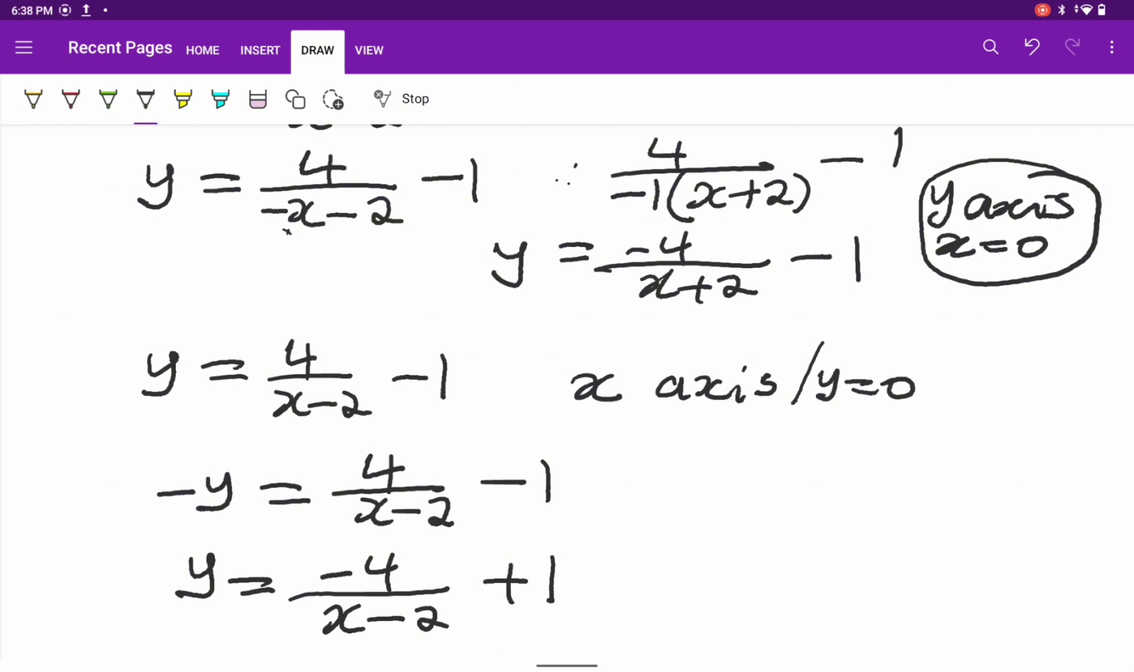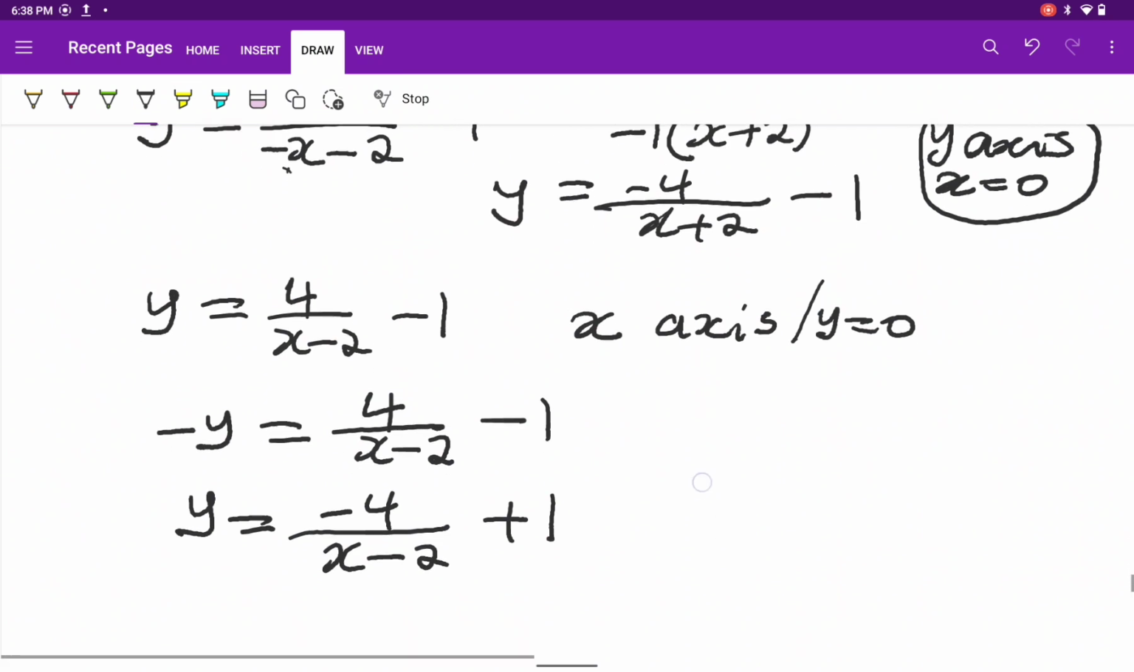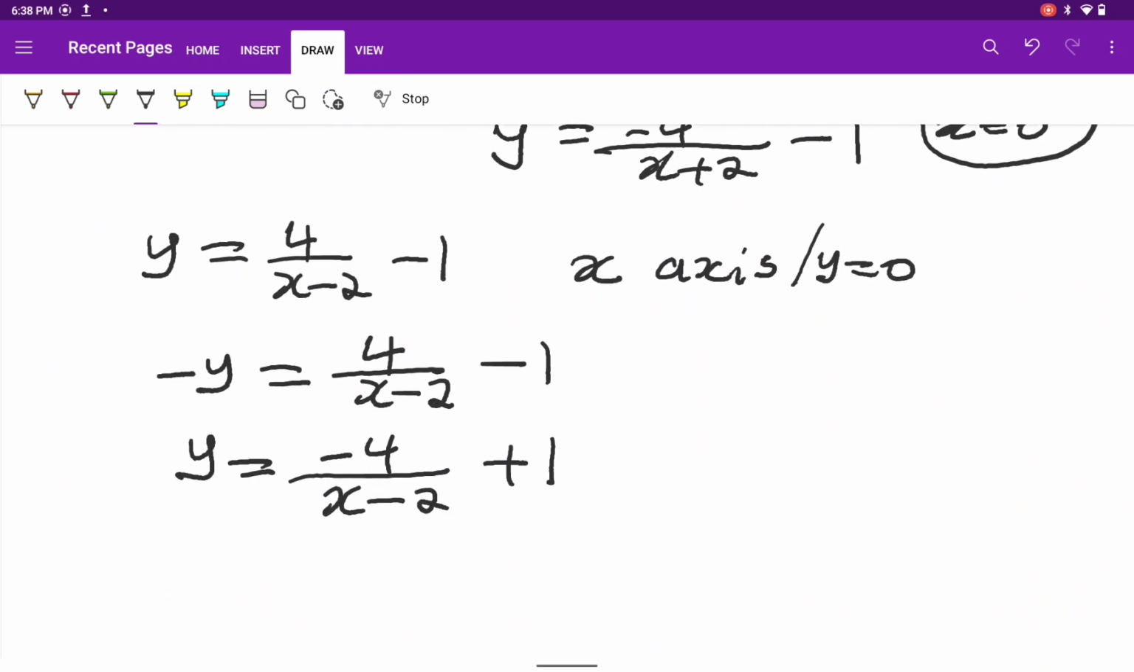Right, that will be the reflection along the x-axis. We need to check here. Somebody might be asking, when we multiply by negative, why do we have negative 4 up there, but it looks like down there nothing is happening? Remember we are multiplying by negative, so I'm just going to write this part here that can be confusing.